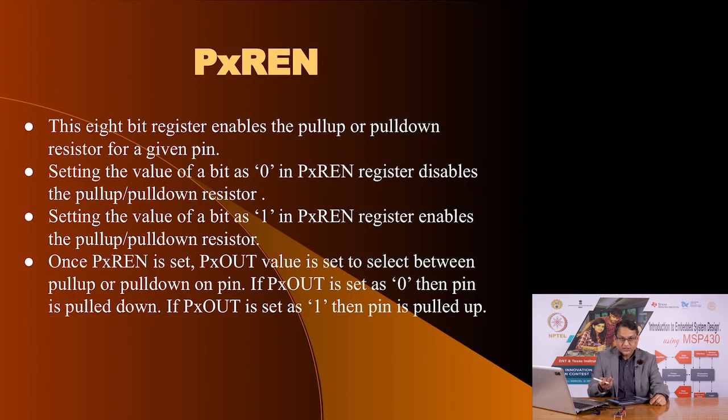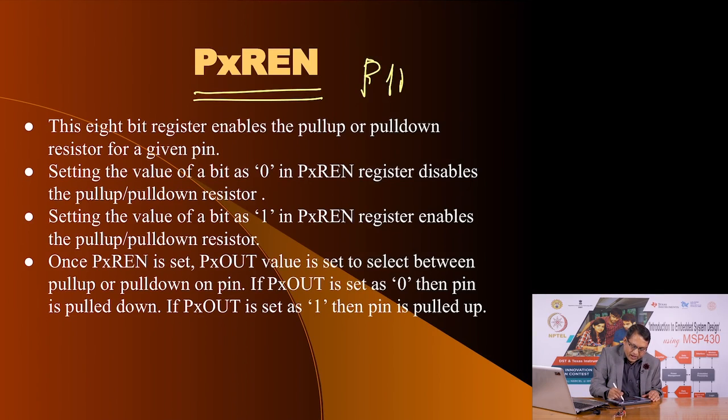And then as I mentioned, if you want to configure a port as input, you have to decide, do you want internal pull up resistors? If you do, then you control and program this register called PXREN, which means for port 1 this will become P1REN, port 1 resistor enable, and this enables either the pull up or pull down.